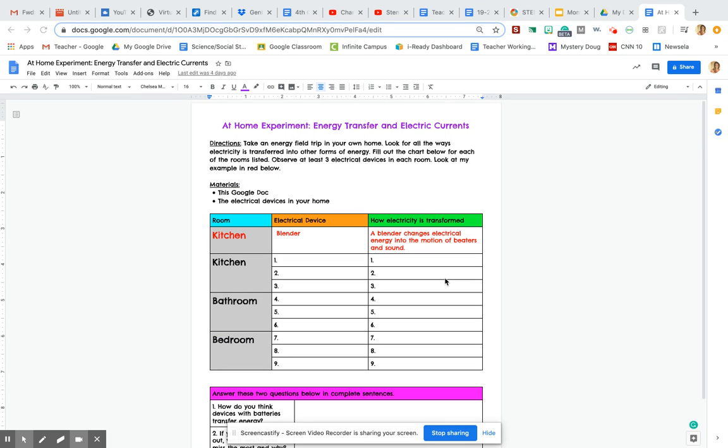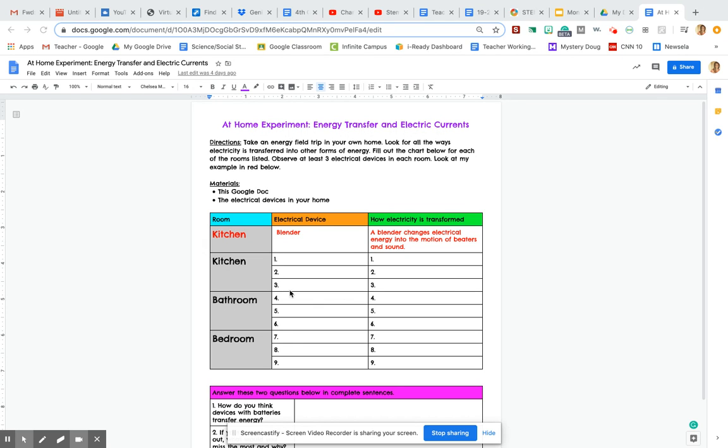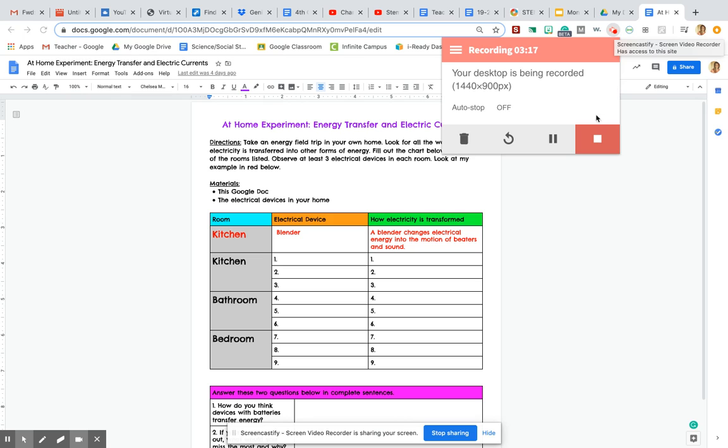All right, guys, if you have any questions on this at-home experiment, please let me know. You're just using the electrical devices in your house. You do not have to turn them on to do this experiment, but if you'd like to, please ask your parent for permission first. And let me know if you have any questions.